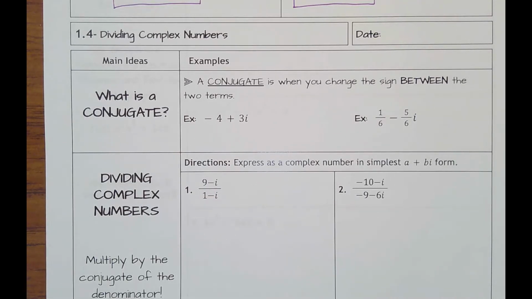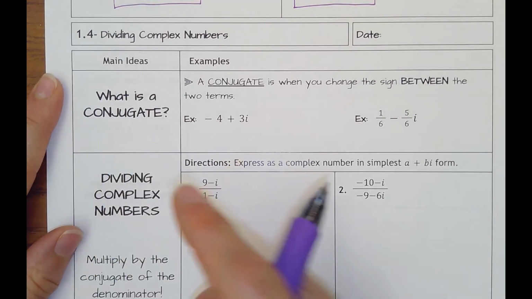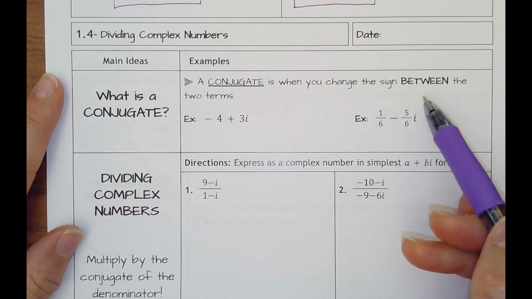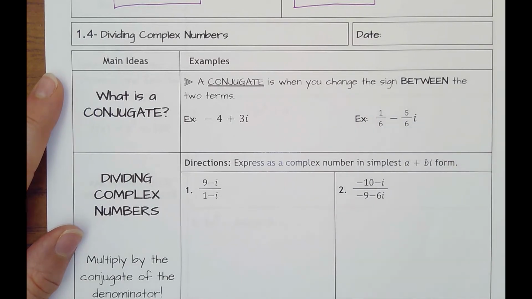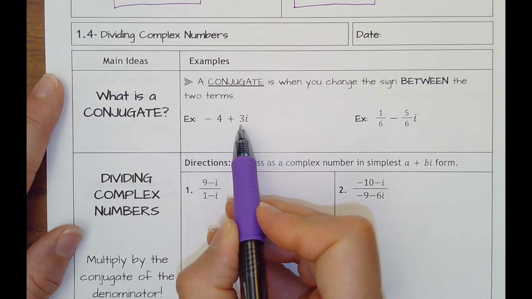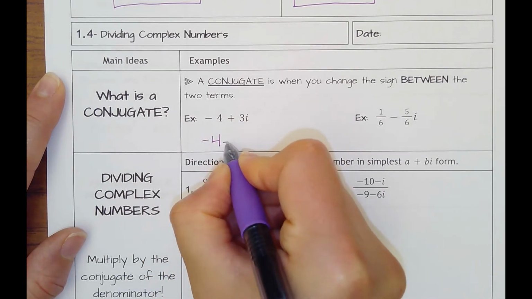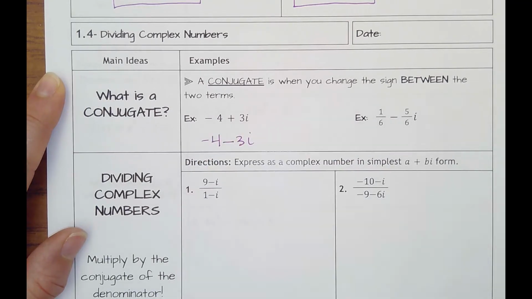Lesson 1.4, dividing complex numbers. We need to know what a conjugate is. We've talked about this before. Conjugate is when you change the sign between the two terms in a complex number. On this first example, -4 plus 3i, the conjugate would be -4 minus 3i. We never want to change the sign in front of the first term.